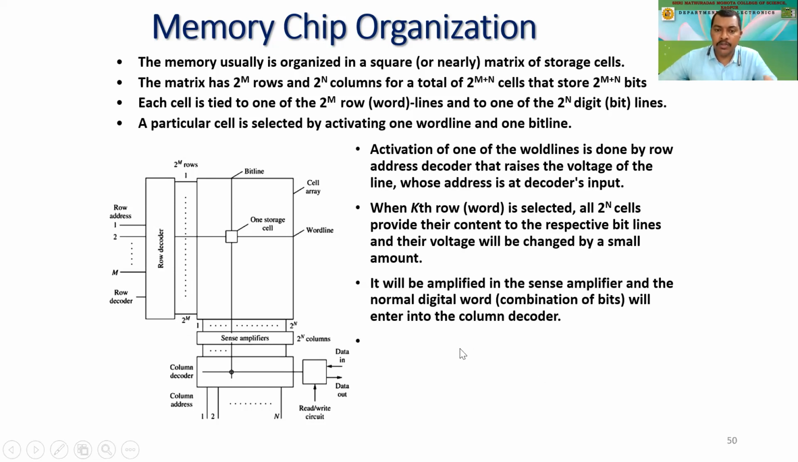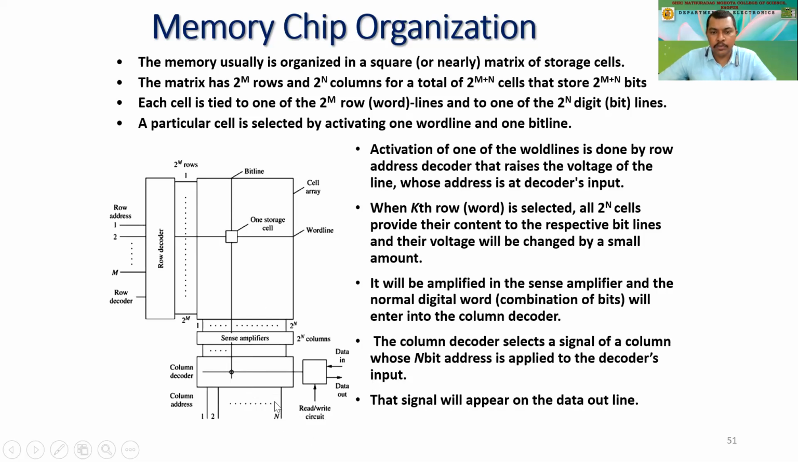Now it will be amplified in the sense amplifier, and the normal digital word combination of bits will enter into the column decoder. So all the rows where we are having the data are being taken by this sense amplifier. They are being amplified and they are being used for further processing.